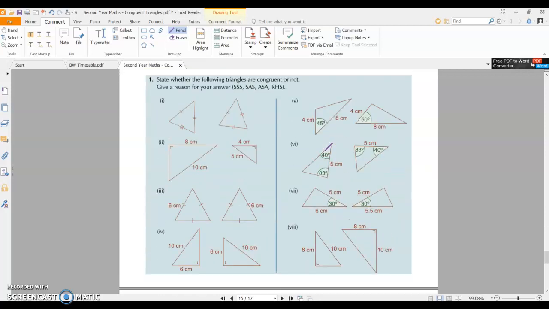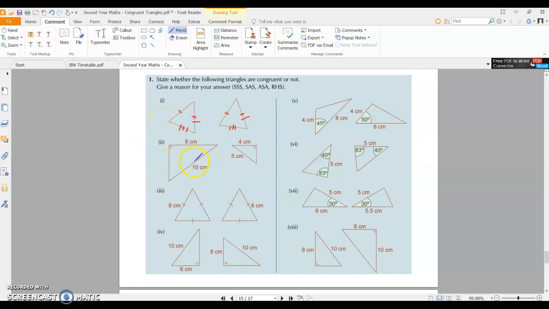The Kahoot then I'm going to give you is going to draw on questions from this page. So for example, it might give you the image there of the first two triangles. And you should know from those markings that that means this is equal to this. This is equal to this. This is equal to this. So you've got the three sides the same in the two triangles. So you would click the SSS button for that one.